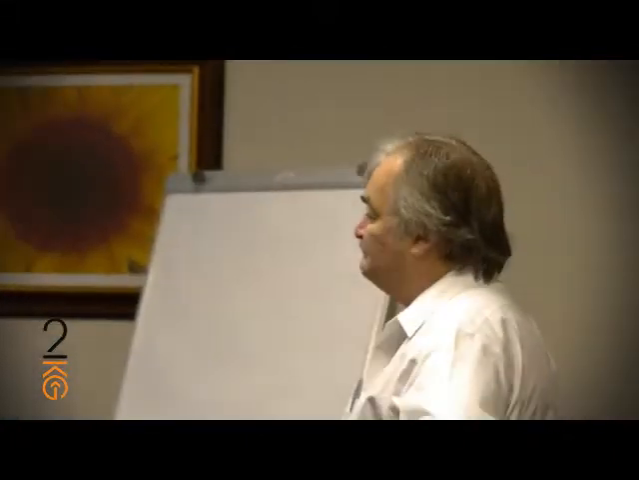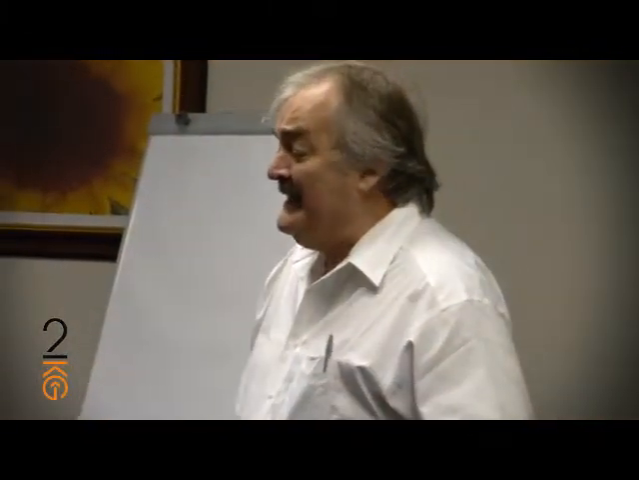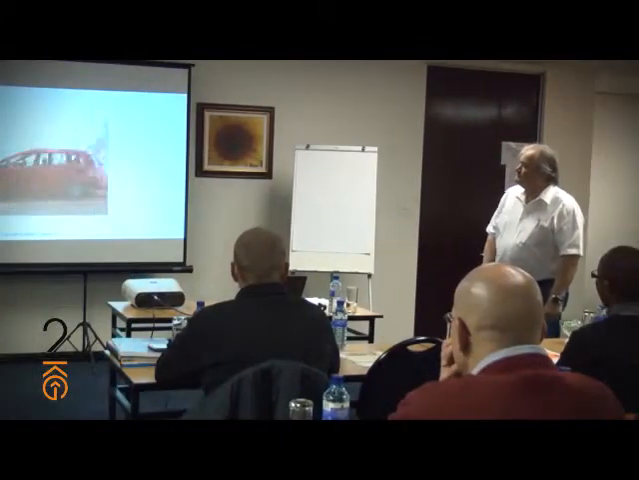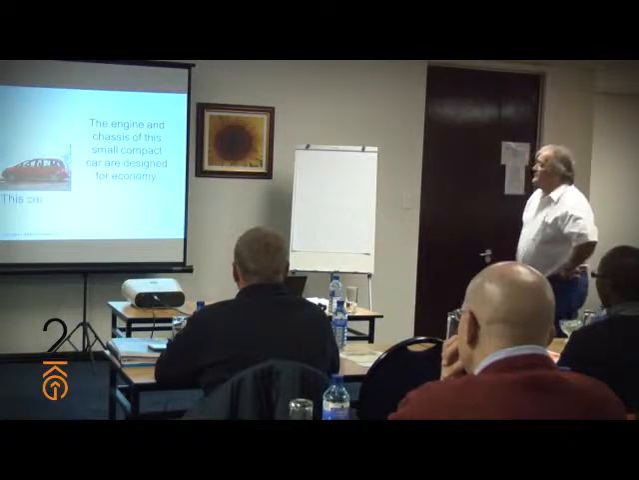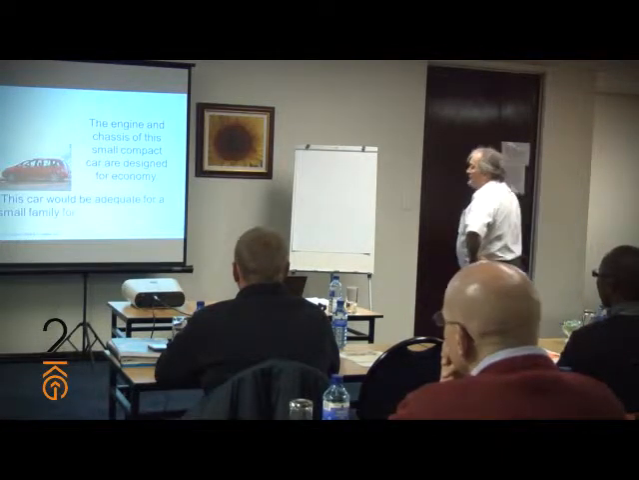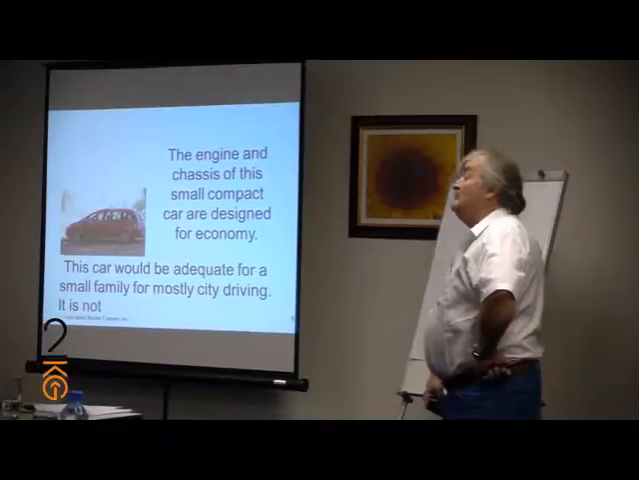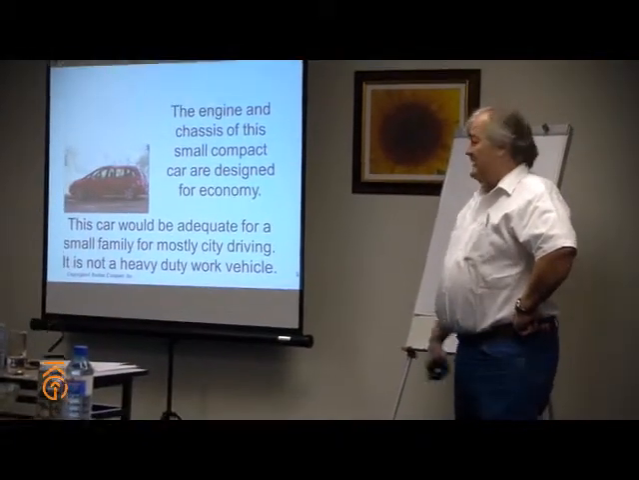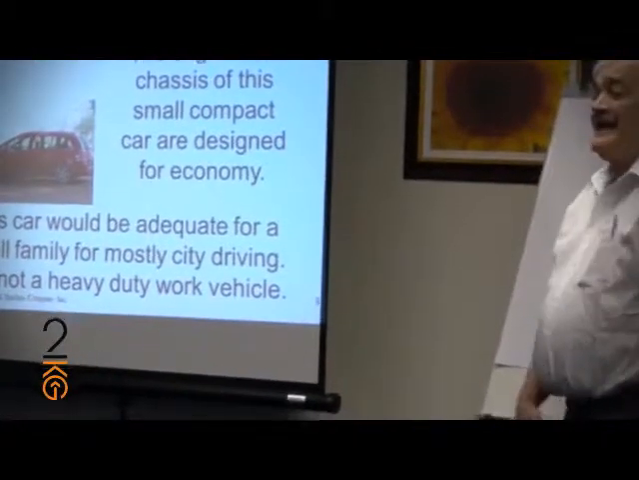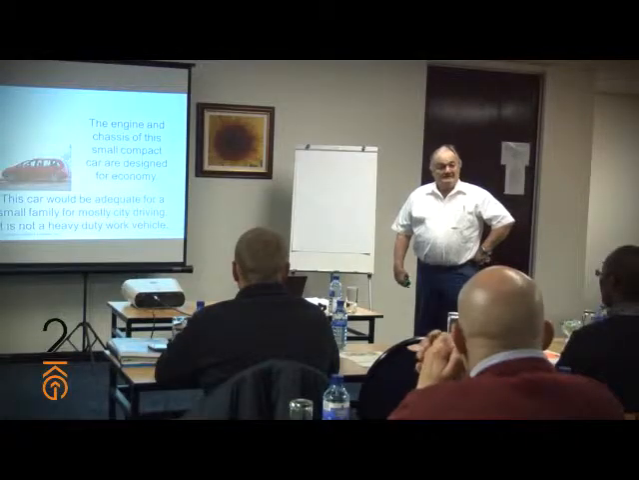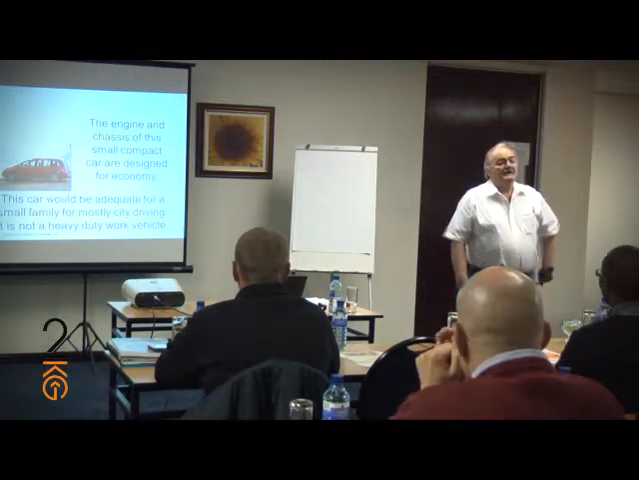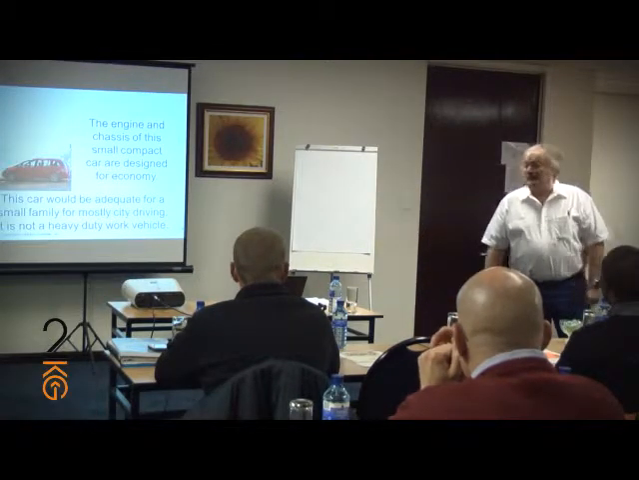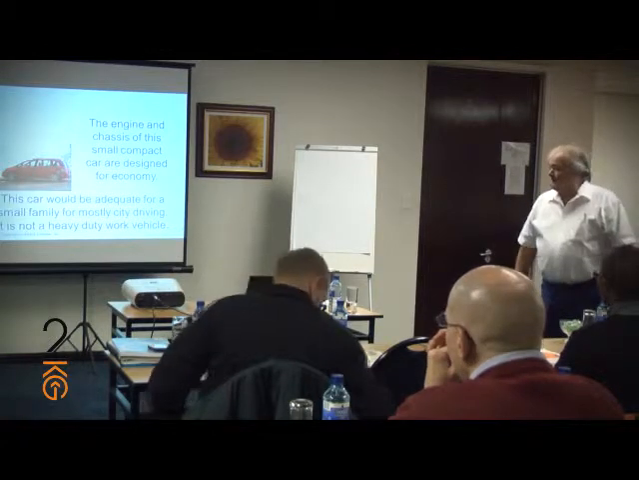Here's an example. I was behind this car in South Africa. The engine and the chassis of this small compact car are designed for economy. This car would be adequate for a small family, mostly city driving, but it could get out onto the highway. It is not a heavy-duty work vehicle. It's not a lorry or a truck or a buggy. It's a small, what do you call it, SUV maybe?